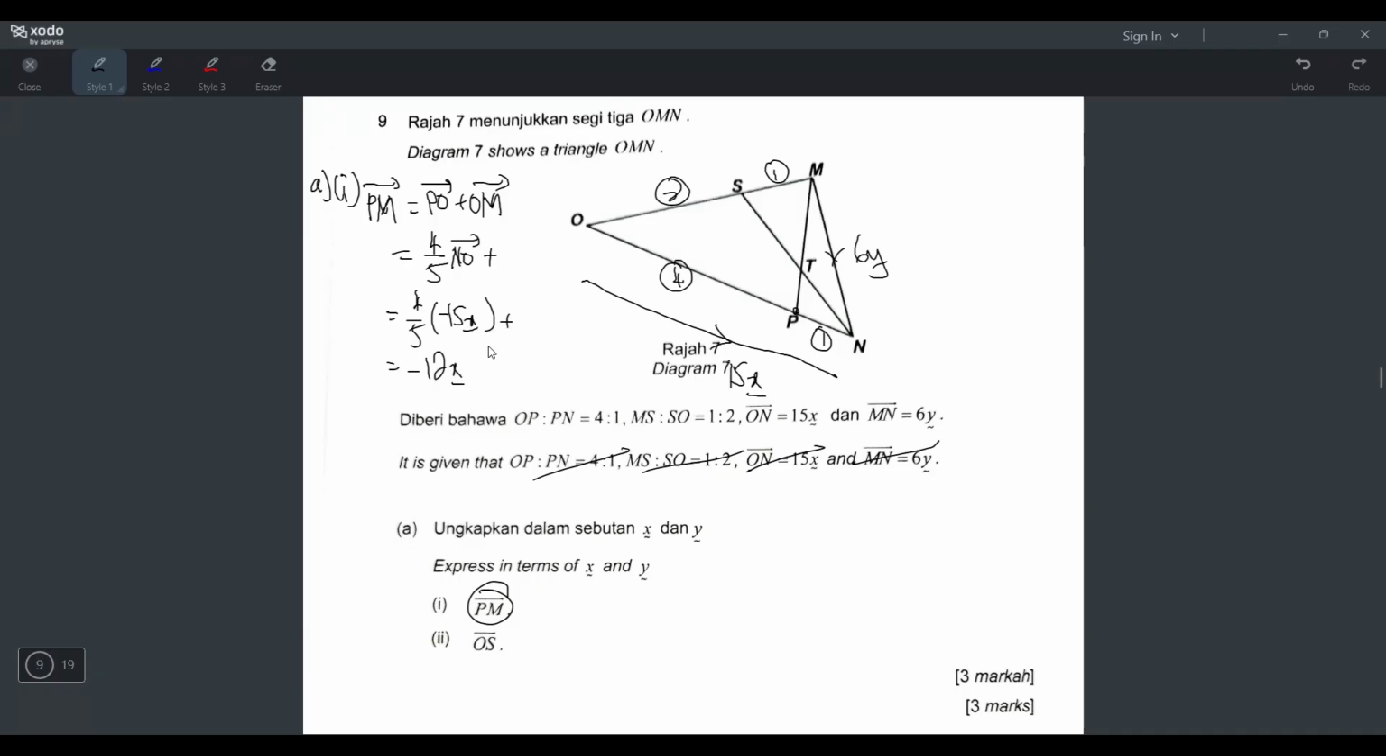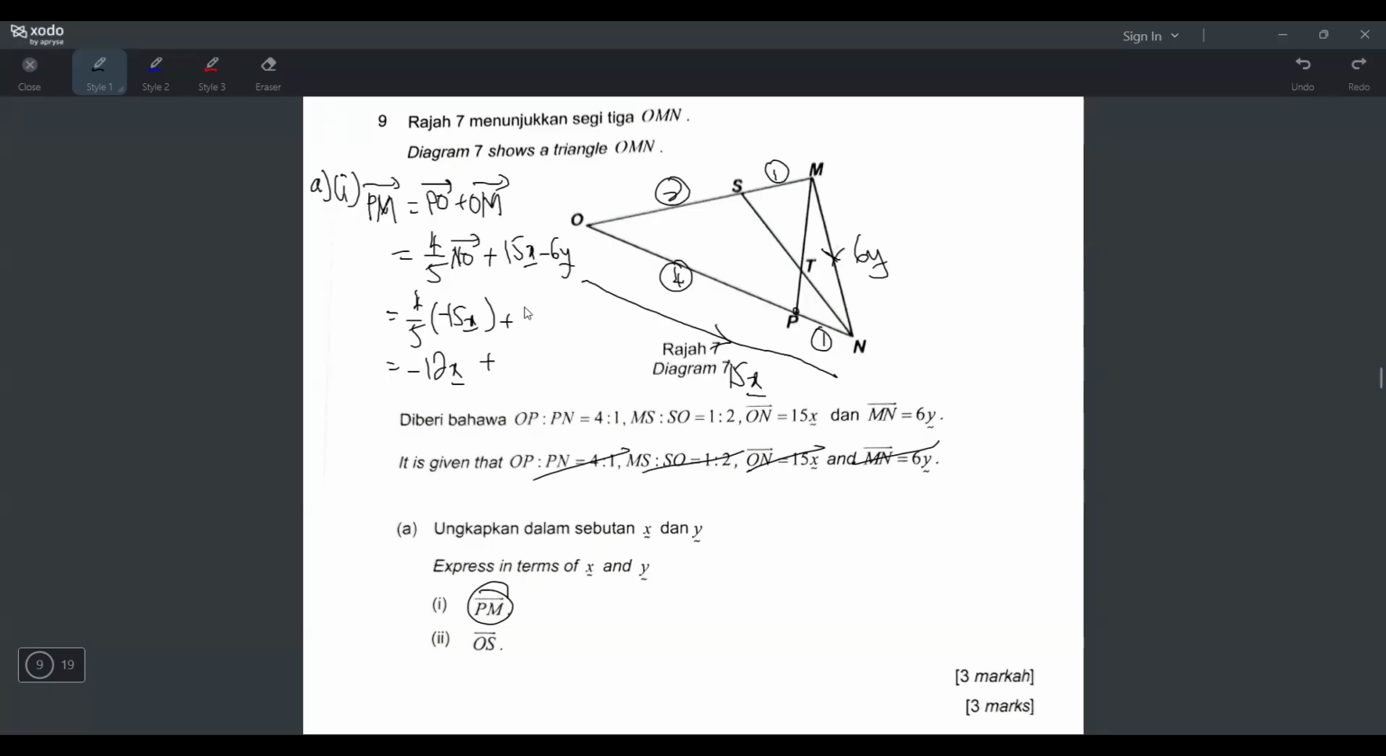But you still have to add what? Vector OM. And I told you already, vector OM is just ON plus NM. If you want to do it fast, you can do it straight away: 15x minus 6y. You know why minus, right? Because ON is 15x, but NM is 6y, and now I'm going in the opposite direction. So that's why it's minus 6y.